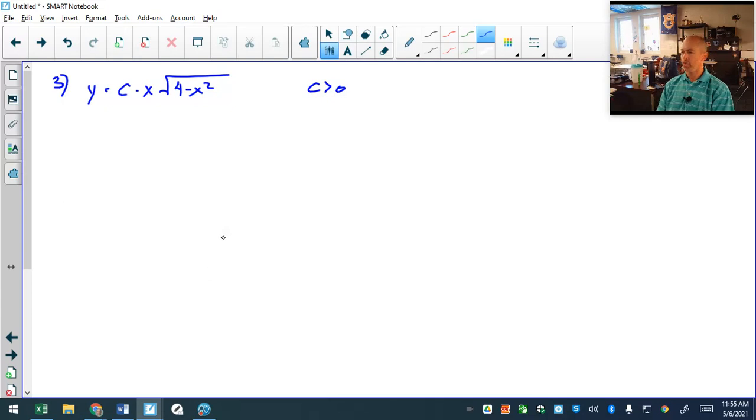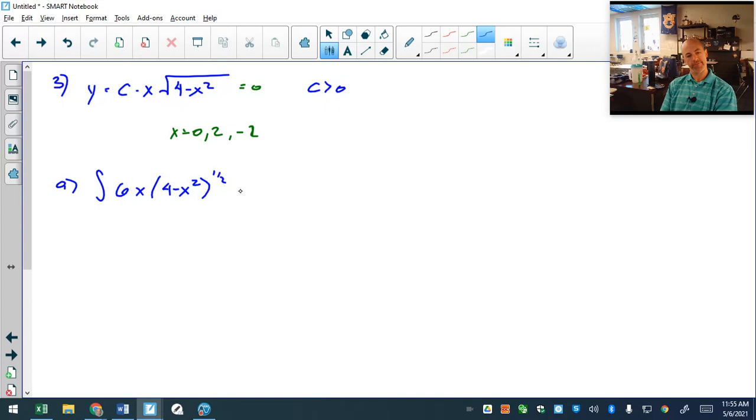We will need to know when it hits the x-axis. So in the first quadrant, if we set this equal to 0, that's going to equal 0 at x equals 0, 2, and technically negative 2, but we're in the first quadrant. So the area in the first quadrant when C is equal to 6, part A, is the antiderivative of 6x times (4 minus x squared) to the 1/2 from 0 to 2, and this is a good old U substitution problem.